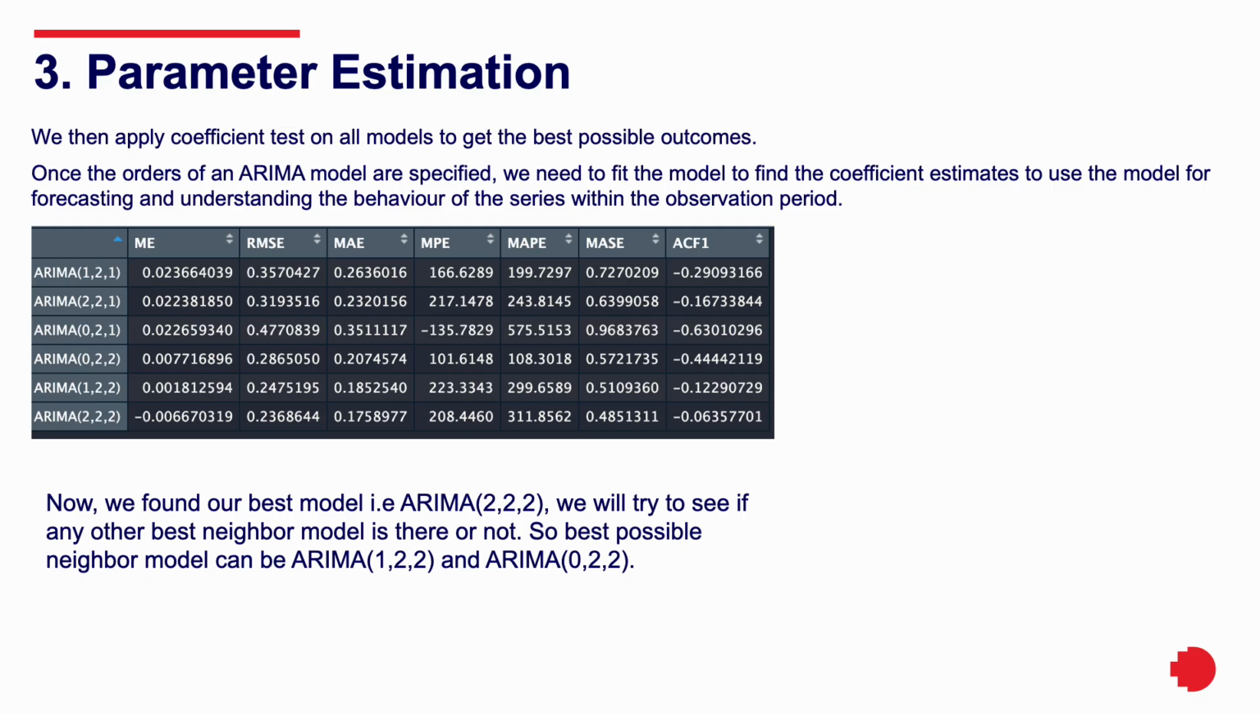Next, in parameter estimation, we analyze each possible ARIMA model by applying the coefficient test to get the best possible outcome. Sorting AIC and BIC values, we get the table and we found that ARIMA 222 is the best model. We try to see if any other good neighbor model exists. So the best possible neighbor models can be ARIMA 122 and ARIMA 022.